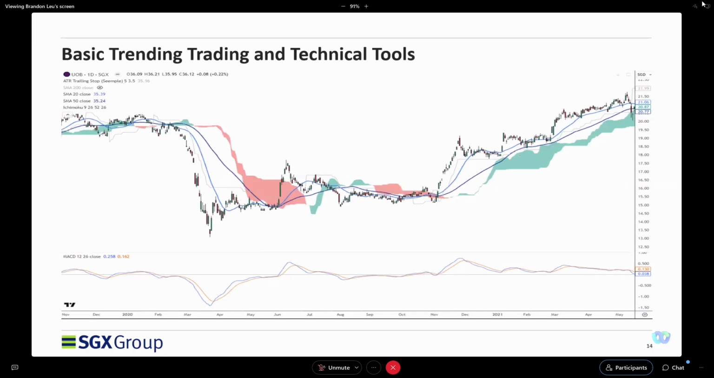The green part is actually the Ichimoku cloud, and the one below is the MACD. Above the zero line is uptrend, below the zero line is downtrend, and the gray line, which we are going to learn today, is the ATR trailing stop, and we have the moving averages. So this is just a quick review of the trend tools. If you realize, most of them do similar things depending on the stock's behavior.